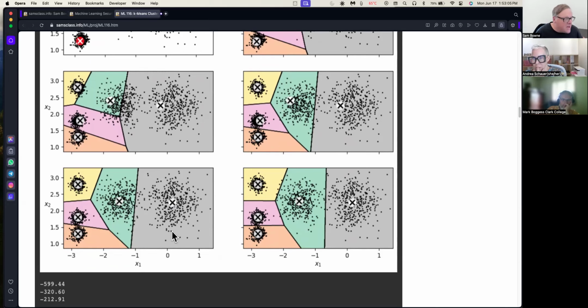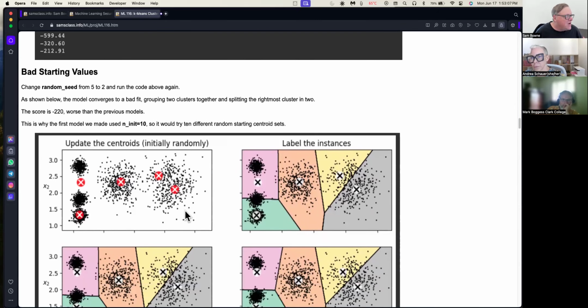And as you can see, it can work. The problem is, if you get a bad start, it can go wrong. So if you end up with a starting value like this, now you label them. It's going to split this one in half and put half of them there and half of them there. It's going to be confused about this. It's going to try to split this in half and put half up there and half down there.